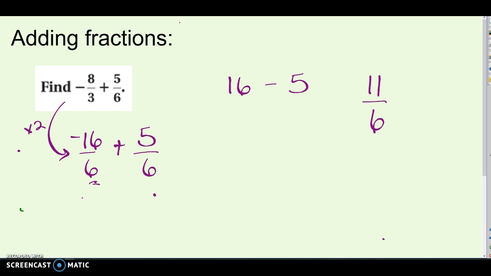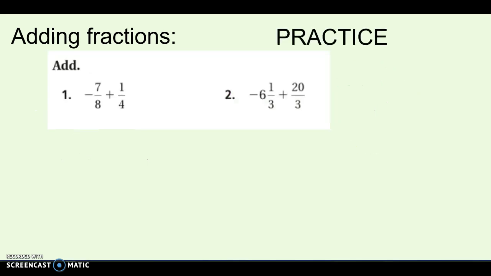But think back to this original problem. Here's my negative, the negative was bigger. So after I find the difference between them, I keep the sign of whichever one was bigger. Negative 11/6. So looking at your paper, there's 2 for you to practice.